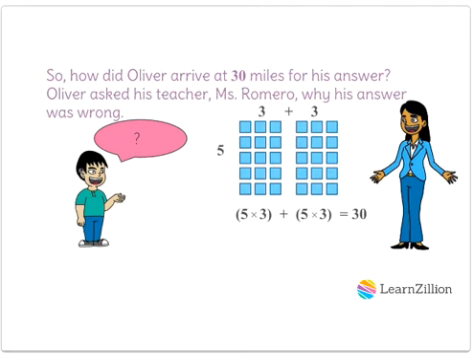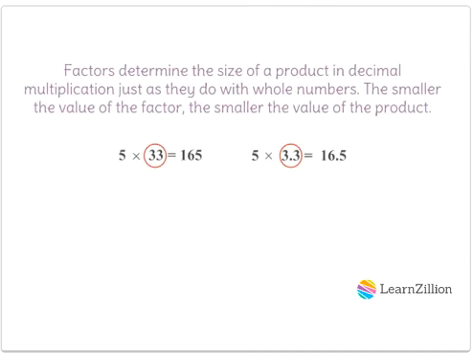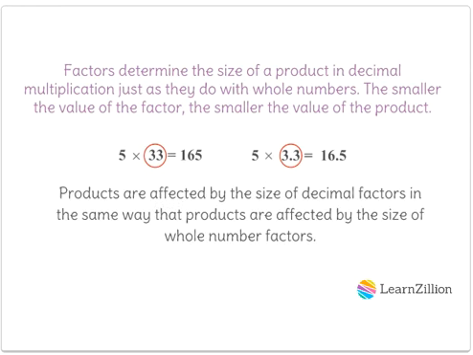She reminded them that the digits to the right of the decimal point are greater than 0 but less than 1. The second 3 in the number is 3/10. Factors determine the size of a product in decimal multiplication just as they do with whole numbers. The smaller the value of the factor, the smaller the value of the product. Products are affected by the size of decimal factors in the same way that products are affected by the size of whole number factors.